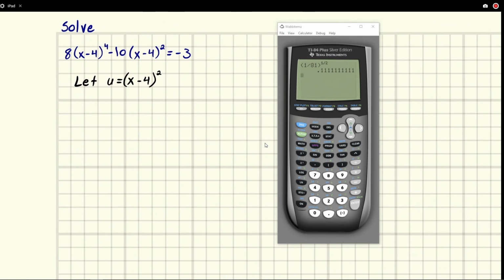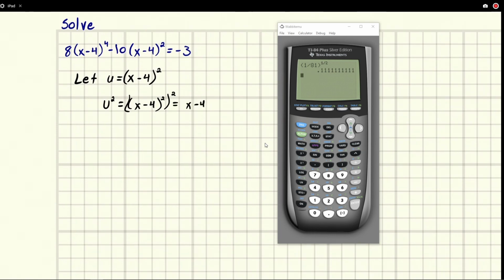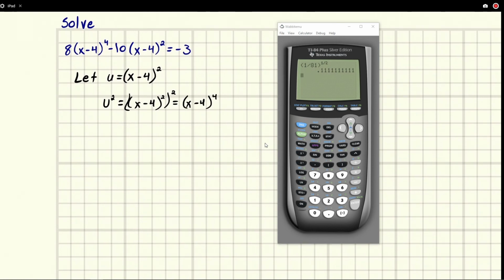So now we can replace this thing up here with u. But this thing over here is like u squared, because check this out. If we were to square both sides of u, we'd get (x minus 4) squared squared, which is equal to x minus 4 to the 4th, which is exactly what this is. So by doing this one u sub, we have a way of replacing both terms. If we replace them, we're going to get 8u squared minus 10u equals -3.